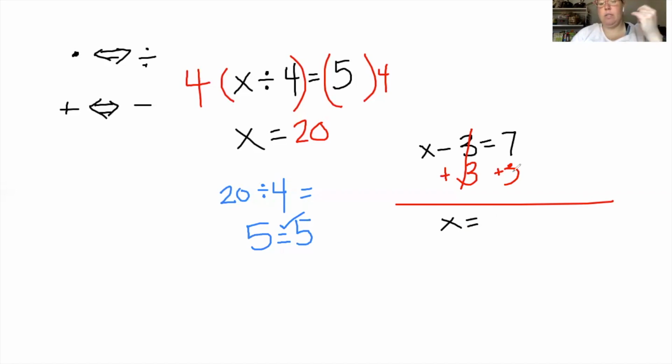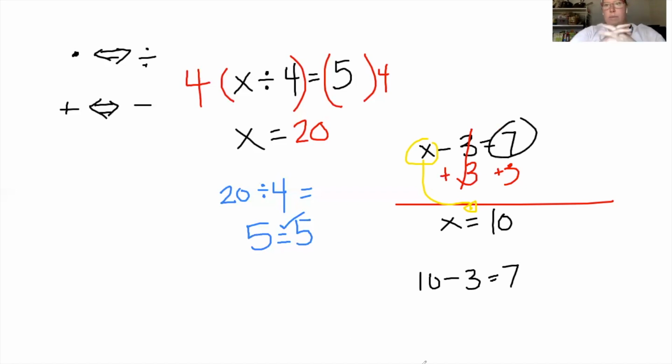And then we do 7 plus 3 is equal to 10. Notice 10 minus 3. If this guy right here is equal to 10, right? So 10 minus 3, by golly, equals 7. And that's what we wanted. So the thing about solving any equation is you're looking at the opposite. What is the opposite operation?